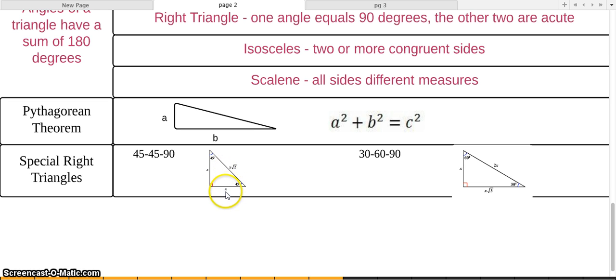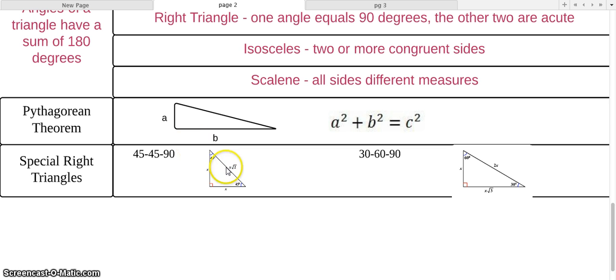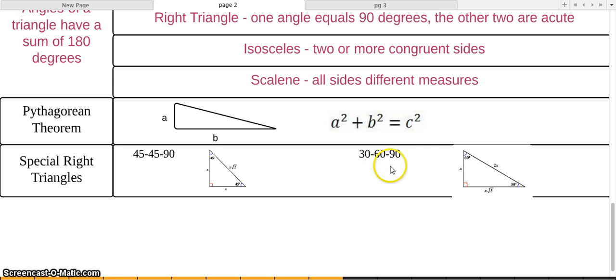So if these are 5s, this is going to be 5 square root of 2. If this is 10 and this is 10, then this is going to be 10 square root of 2, and that's how long that is. Those are nice because you don't have to use the Pythagorean theorem to figure those out. If you remember your teacher discussing that in geometry, then great. Otherwise, we will cover that again in a section later on this semester. So if you're not sure about what I'm talking about, go ahead and get the notes down so you'll have them, and then we'll cover those again later.